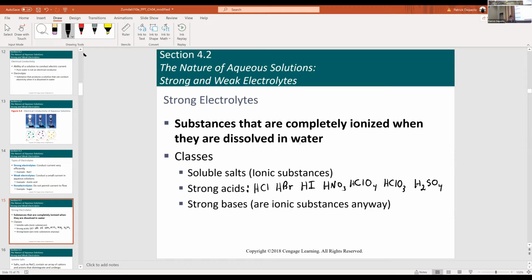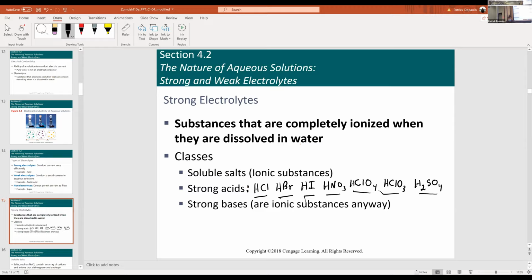I'll say it one more time: Hickel, HCl, Hibber, HBr, High, Hino, HNO3, Hicklo, there are 2 Hicklos, HClO4 and HClO3, Hisso, H2SO4. If you know this, you know the strong acids and the weak acids, because the weak acids are anything not on this list. So automatically, you can tell which acid is a strong electrolyte and which one's a weak electrolyte. That's very important.